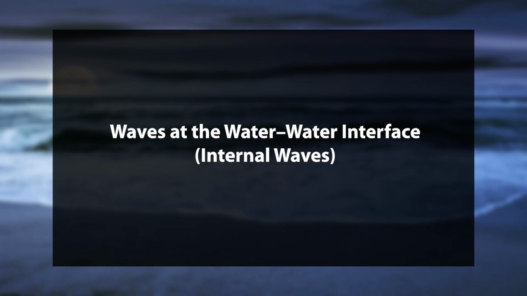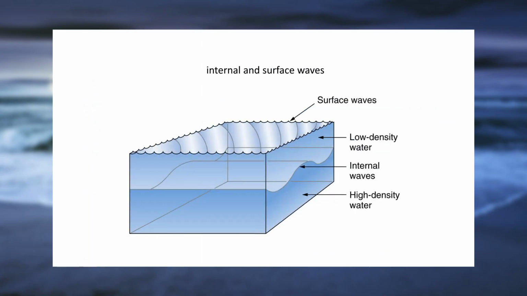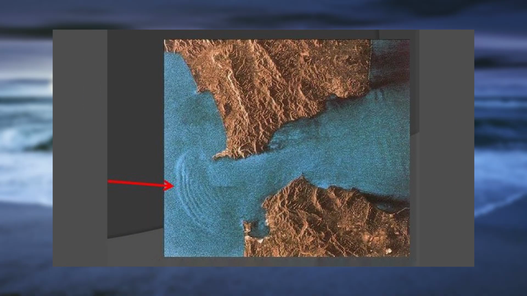Third, waves at the water-water interface. They are also called internal waves. Internal waves form below the ocean surface along boundaries between water layers of different densities, normally around the pycnocline, a zone where the density of the water changes rapidly. These waves can be much larger than surface waves, sometimes over 100 meters high. These waves are generated by tides, turbidity currents, storms, or even passing ships.